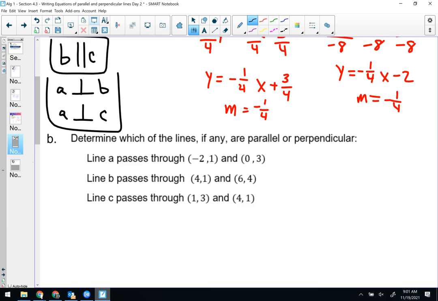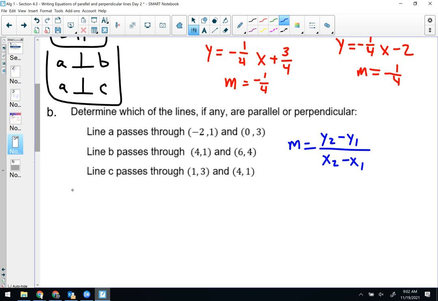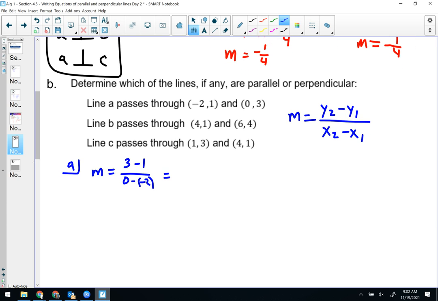Now, for this one, I'm not given the equations, am I? I'm given 2 points. Can I still find the slope? Yeah. Sure. Let's find the slope. Just as a reminder, the slope formula is y2 minus y1 over x2 minus x1. So let's find the slope for line A. The slope for line A is 3 minus 1 over 0 minus negative 2, which gets us 2 over 2, which ends up being 1. So the slope is 1.